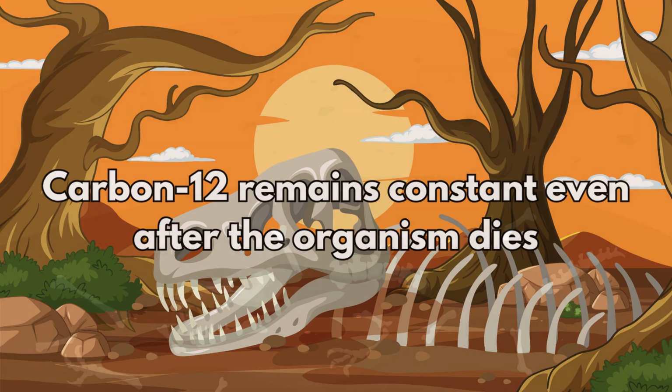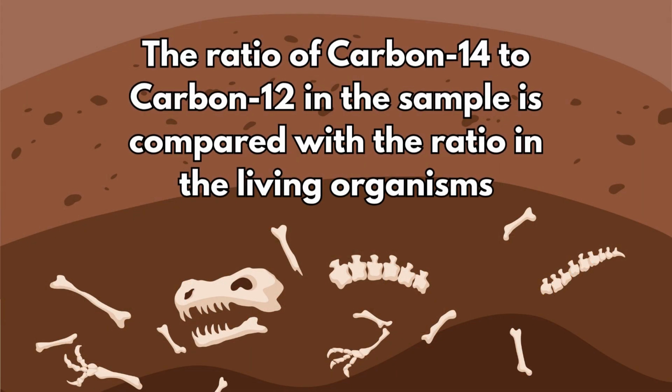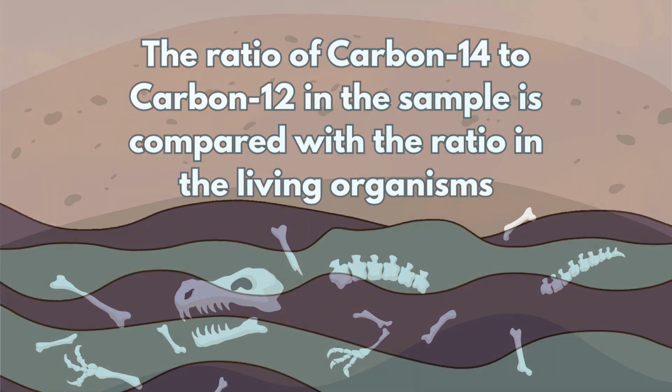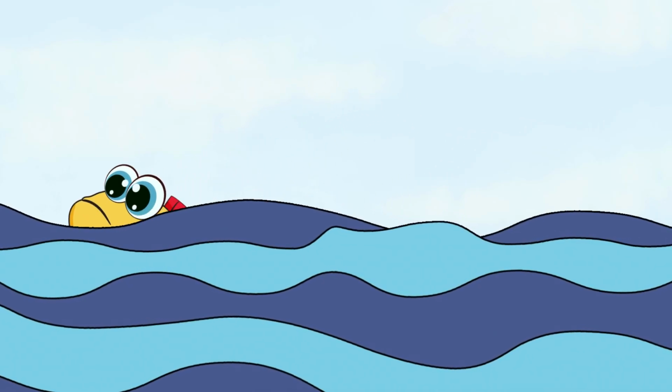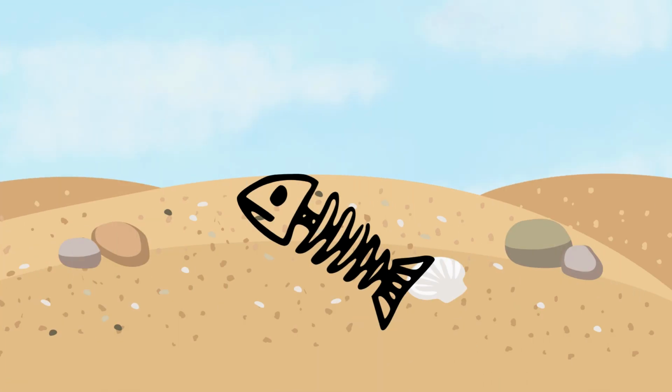So, we measure the ratio of carbon-14 to carbon-12 in the sample and compare it to the ratio in living organisms, which is assumed to be constant. This helps us determine how many half-lives of carbon-14 have passed since the organism died.